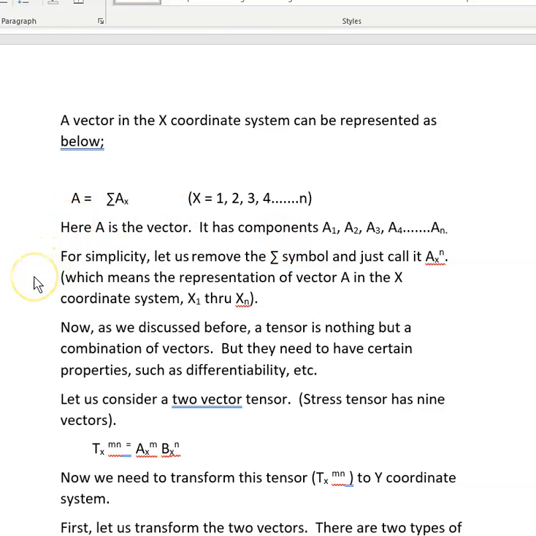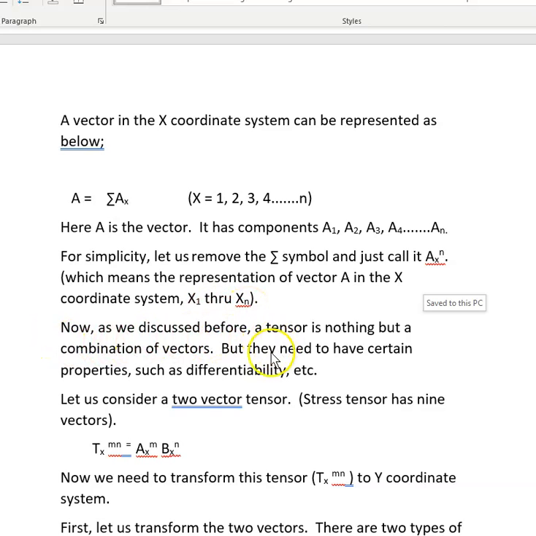For simplicity, let us remove the sigma symbol. We really don't need it because it's obvious. And just call it axn. So here x is the x coordinate system, n is the number of dimensions. If it's 3 dimensions, n would be 3. So in that case, ax1 plus ax2 plus ax3. Which means the representation of vector A in the x coordinate system, x1 through xn.